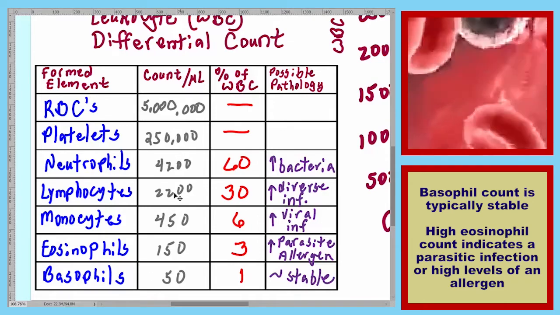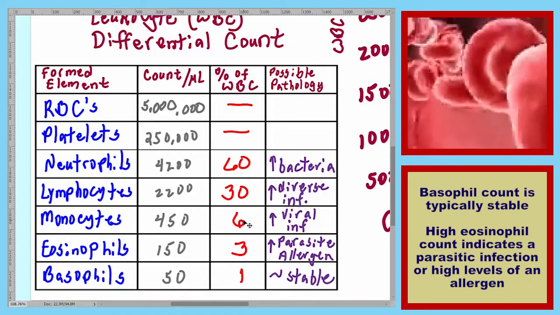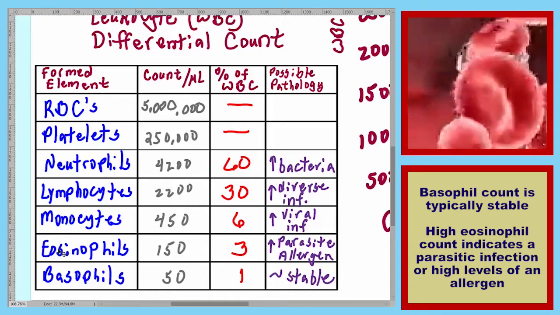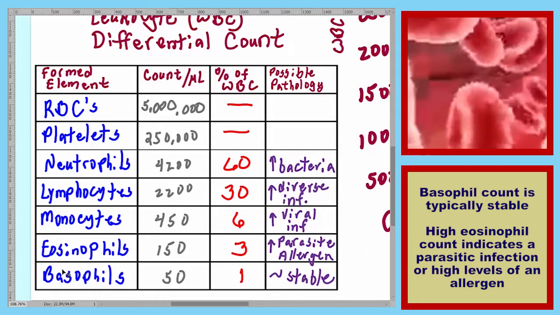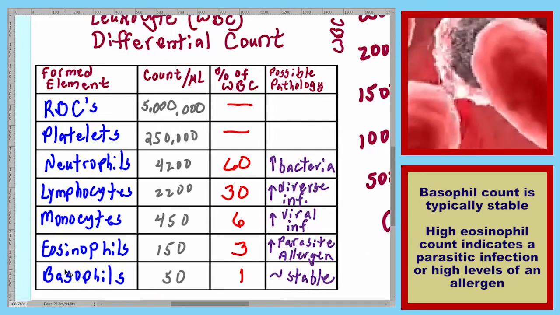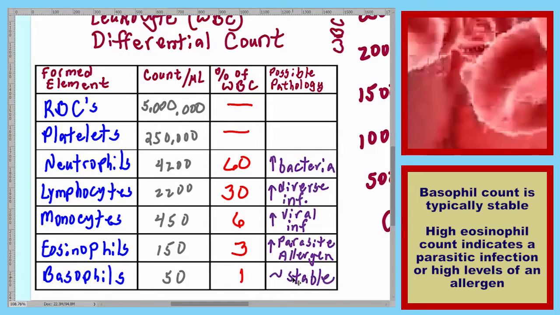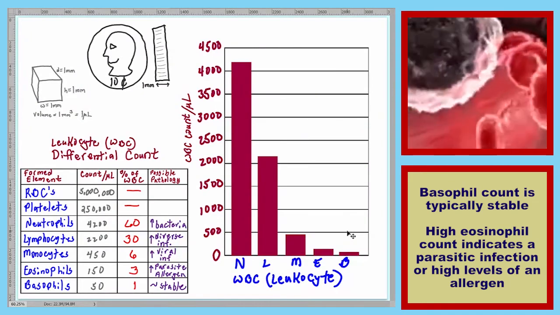If your eosinophil count is high, this is indicative of either a parasite or an allergen. And basophils don't really change a lot in diff counts, and so they're pretty stable. And so that concludes this lecture on the number, count, or frequency of the individual formed elements. I hope that you've learned a lot.